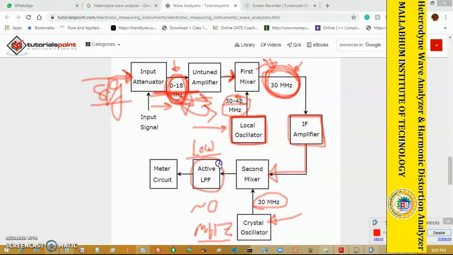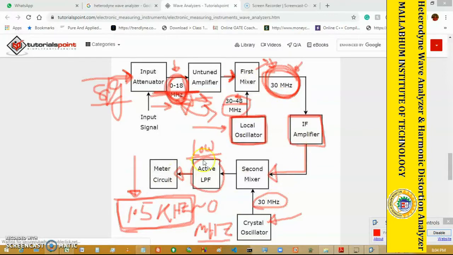The active low pass filter passes the signal up to 1.5 kilohertz. This 0 megahertz is actually the theoretical term. It is not actually 0 megahertz all the time. There must be some component ranging up to this range. So up to this range the low pass filter is passing the signal, and then the meter circuit is measuring the amplitude of that particular frequency range signal. So that is the main operating principle of the heterodyne.